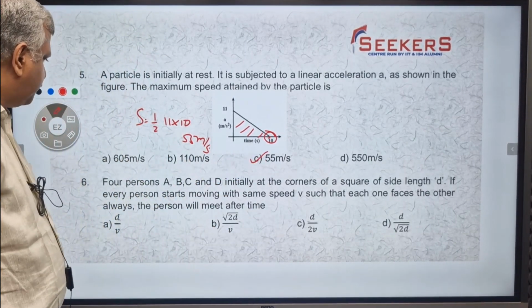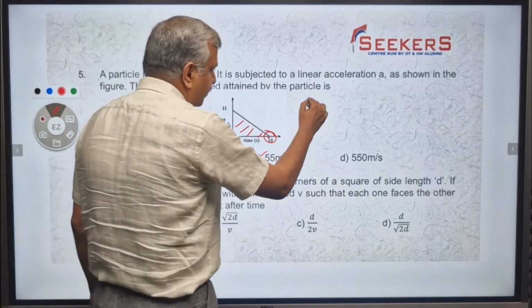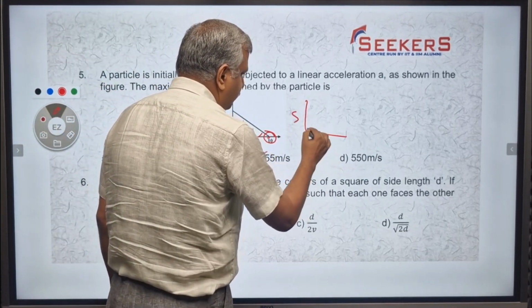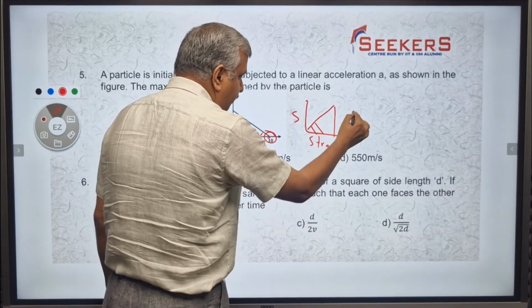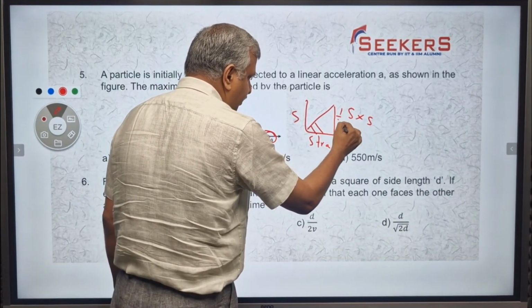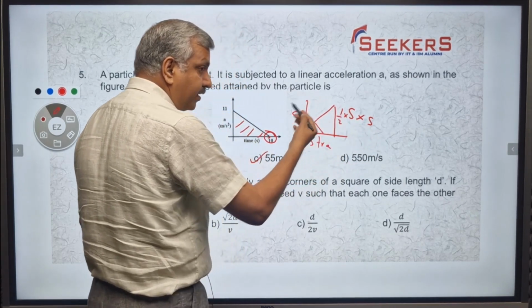Okay, remember this concept anywhere. Suppose you are drawing stress versus strain graph. So the area below this will give you stress into strain, half of stress into strain. Okay, so this is nothing but the energy density.